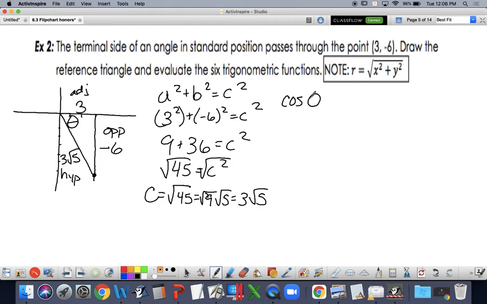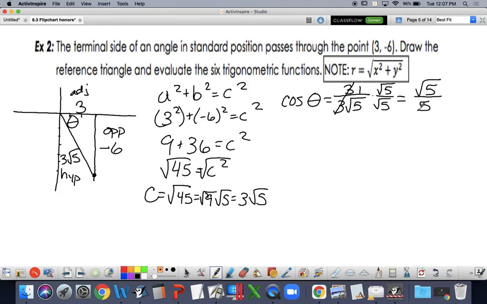So if I want the cosine of theta, I do adjacent over hypotenuse. So I get 3 over 3 square root of 5. Well, I've got to simplify this, right? I have a 3 divided by a 3, so those 3's are going to cancel each other out. So I have 1 over the square root of 5, right? Hoping I would be done there. I'm not. I have to multiply by the square root of 5 over the square root of 5. So I get that cosine is equal to the square root of 5 divided by 5.